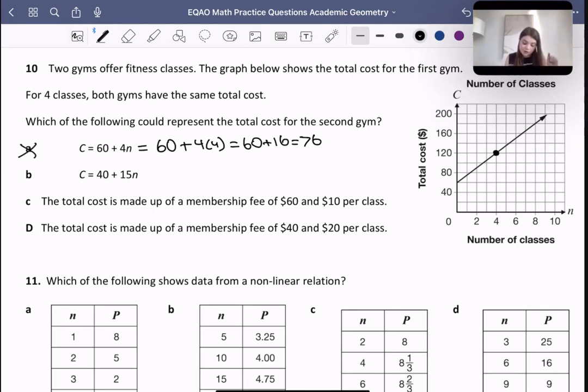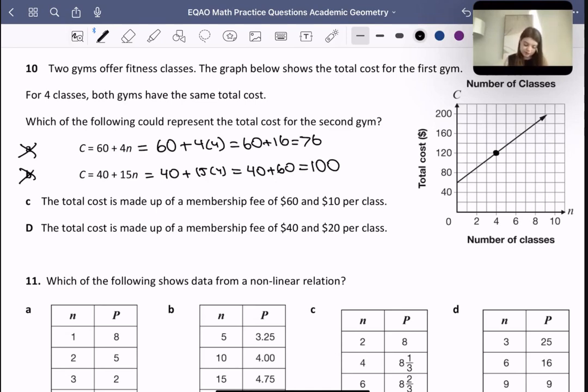What about for B? Let's see, 40 plus 15 times 4, which is 40 plus 60, which is 100. And 100 is closer to 120, but still not the same. So I'm going to say no. It would be cheaper to go to the gym represented by the equation with B than it would be to go to the gym that's represented by the equation from our graph on the right.